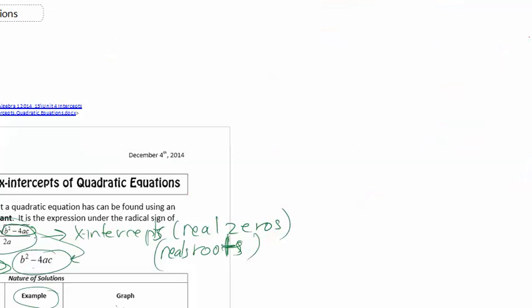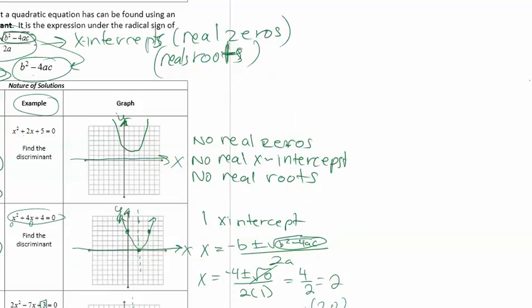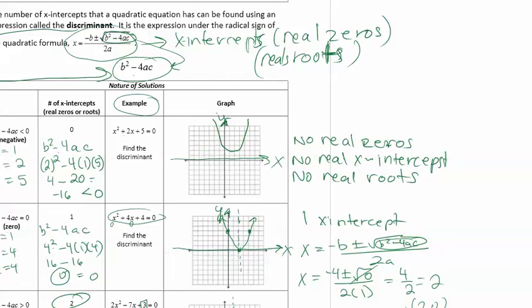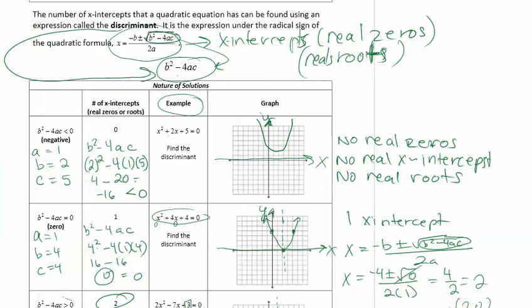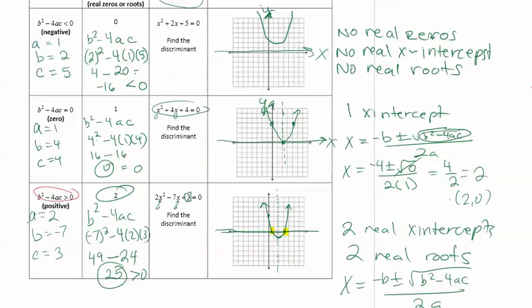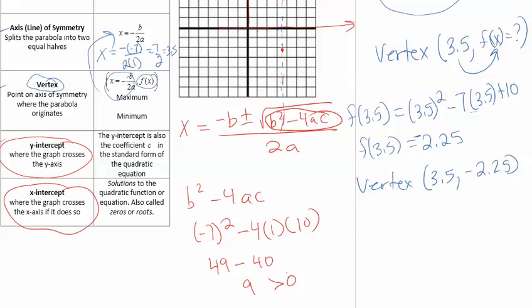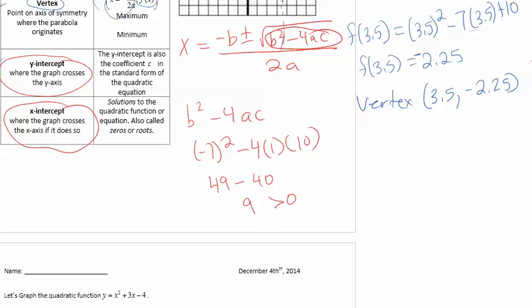So as we learned back in lesson 4.5, if the discriminant is greater than 0, in this case, that tells me that I have 2 real x-intercepts. So I'm going to go back and know that since I have 2 real x-intercepts, I'm going to keep solving.